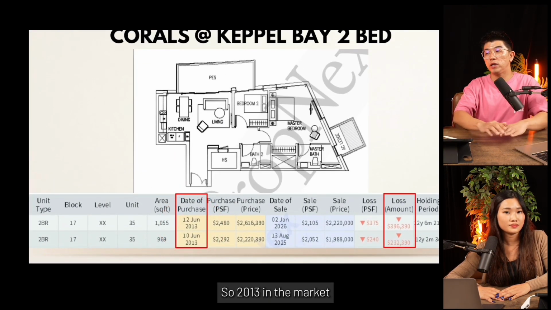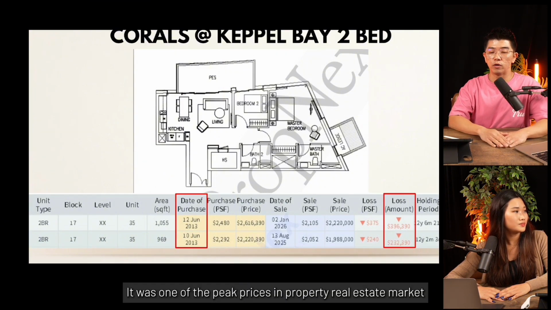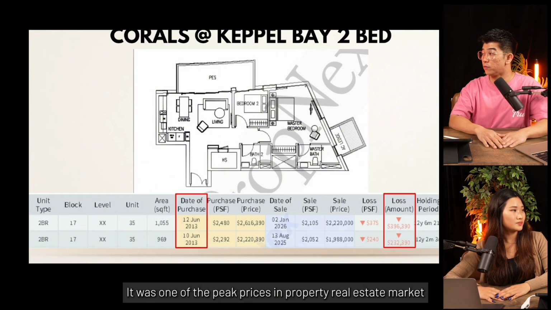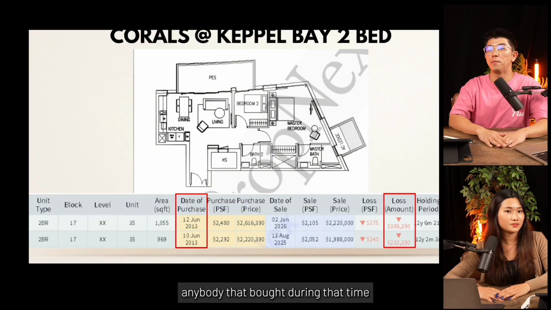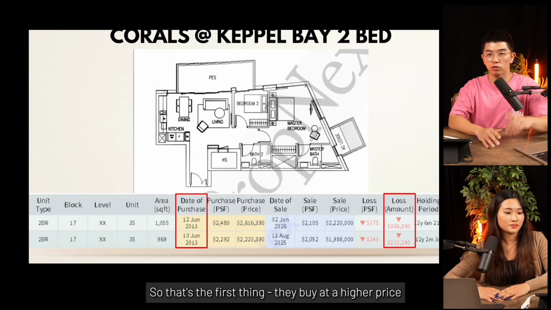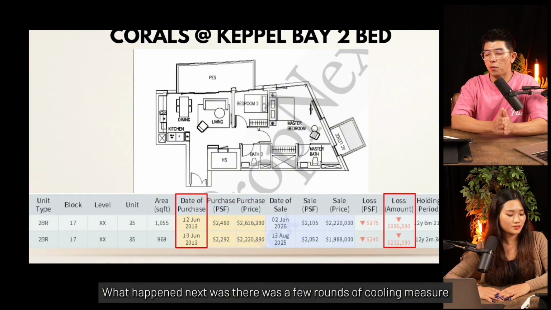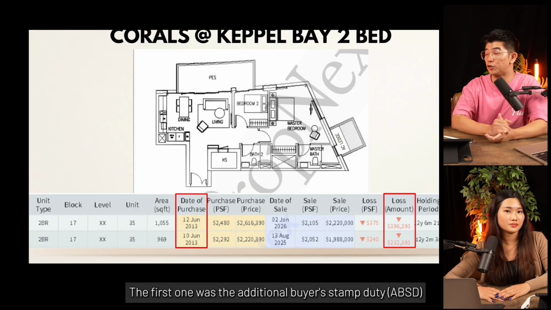So 2013 in the market, if you all know, it was one of the peak prices in the property real estate market. Anybody that bought during that time, most of the time is buying at a higher price. So that's the first thing, they buy at a higher price. What happened next was, there were a few rounds of cooling measures. The first one was the additional buyer's stamp duty.